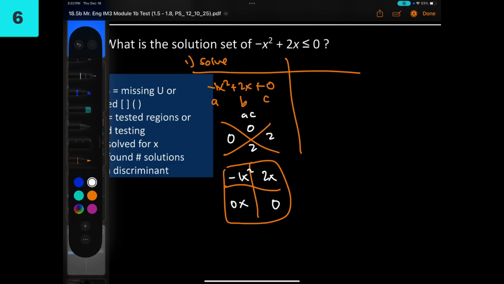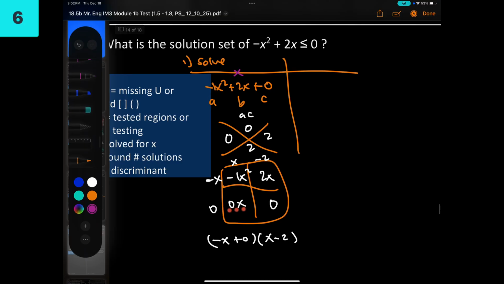0x, 2x. Okay, so maybe put -x, x, -2, and 0. So you have -x plus 0 and x minus 2. Okay, then I'll show you how to solve on the next one. So that's using the Xbox method.